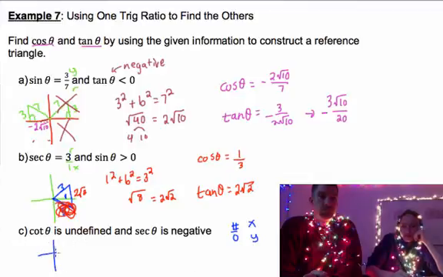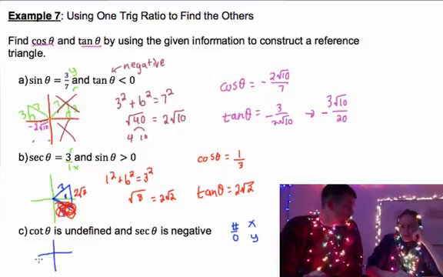This will be a quadrantal angle. That's the only place we end up with undefined. We're going to be undefined when we are along the x-axis in this case, because y would be 0. So either we're going this direction, or we're going this direction.